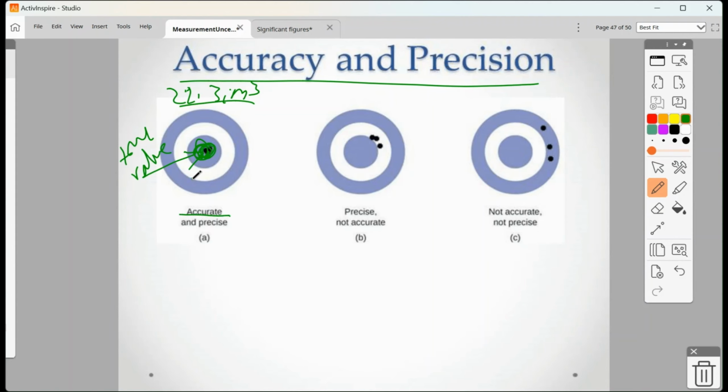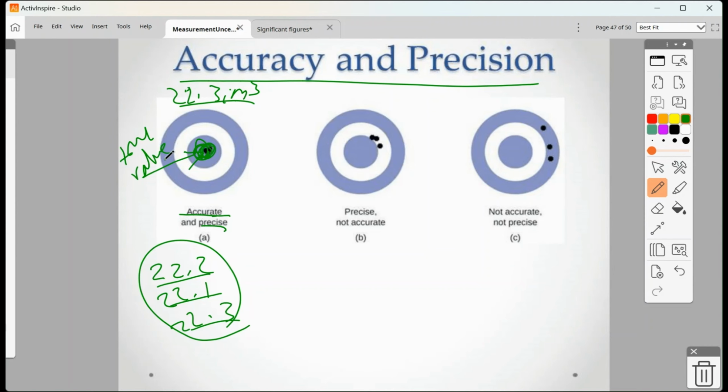And suppose we are repeating the experiment 3 times, and in the 3 times we are measuring first 22.2, and then 22.1, and then 22.3. So all our measurements are very close to each other. So we are precise. So being accurate is when our answer is very close to the true value, and being precise is when all our measurements are close to each other.